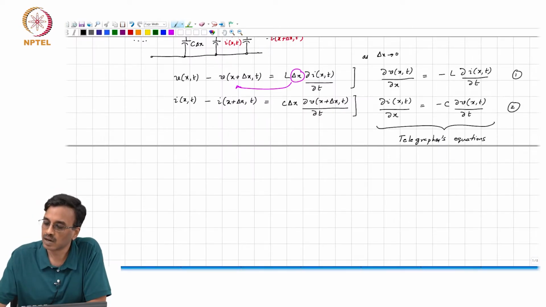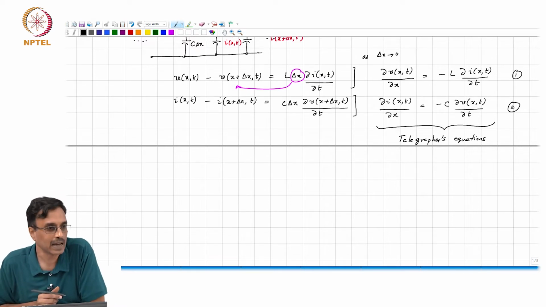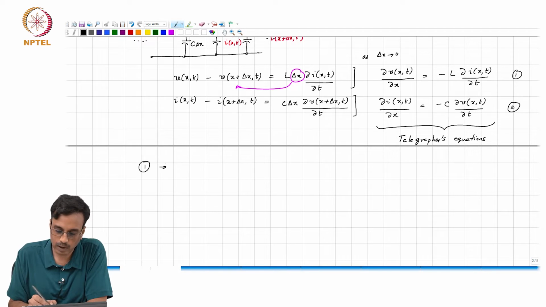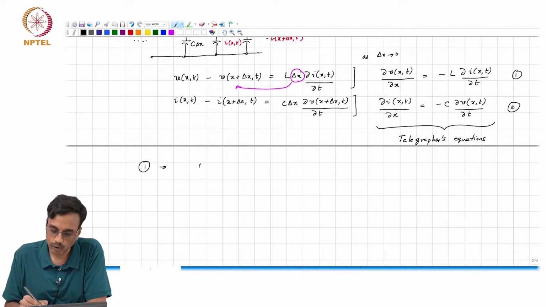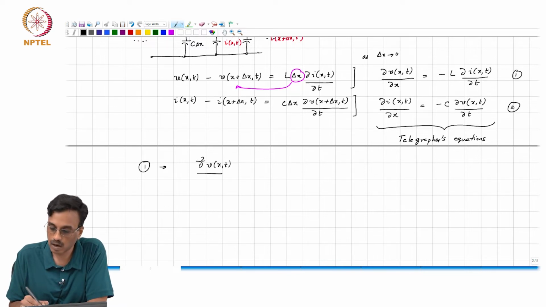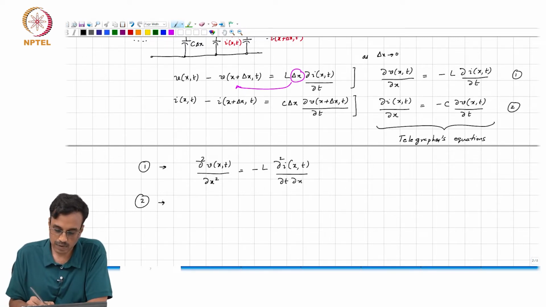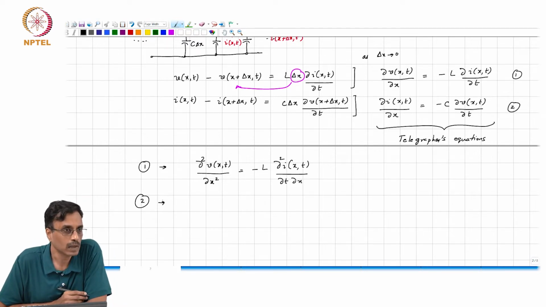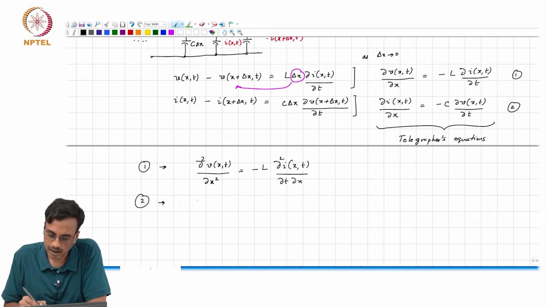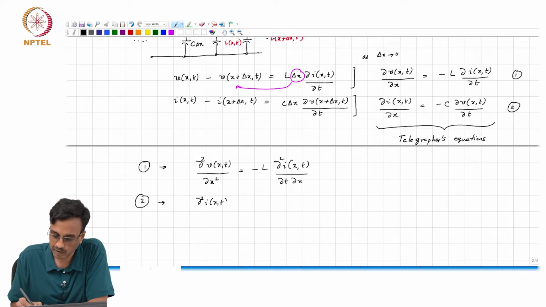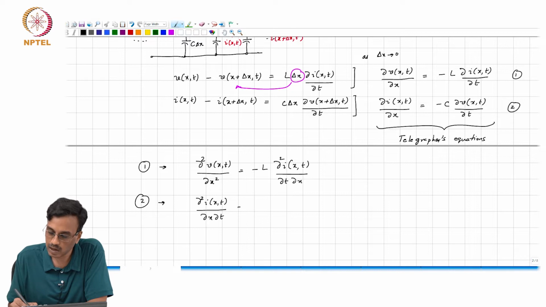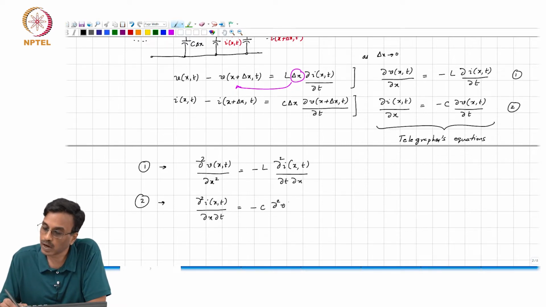Differentiate 1 with respect to, say, let us say we want to eliminate I, you differentiate 1 with respect to space, and therefore you have ∂²V(x,t)/∂x² equals minus L ∂²I(x,t)/∂t∂x, and similarly you differentiate the second one with respect to time, and therefore ∂²I(x,t)/∂x∂t equals minus C ∂²V(x,t)/∂t².